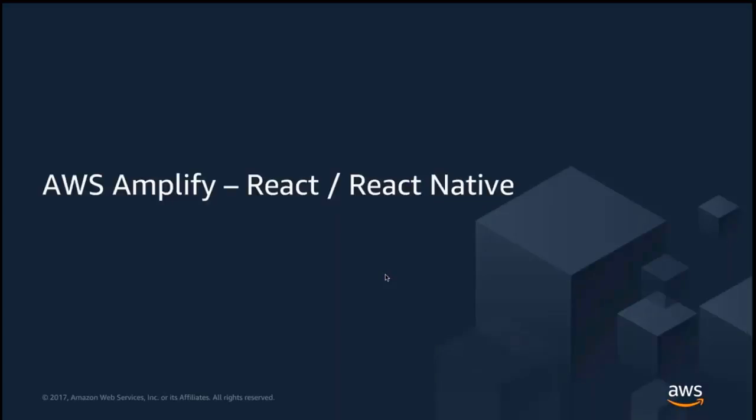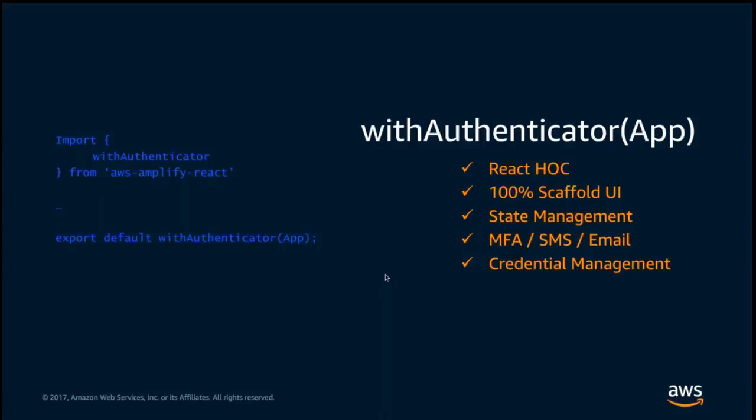So I'm going to talk a little bit more specifically about React and React Native in terms of using AWS Amplify to develop these and AWS Mobile Hub. So we provide out-of-the-box React HOCs. This is for a higher-order component for React and React Native that allow you to wrap your application and provide default UIs that are scaffolded for things like authentication, sign up, forgot password, MFA, SMS, and it also manages your credentials via the local storage systems.